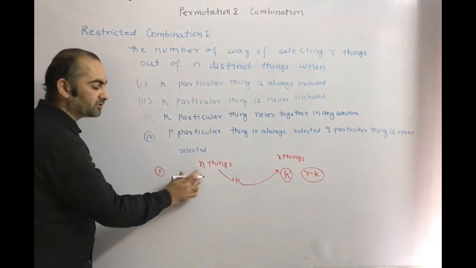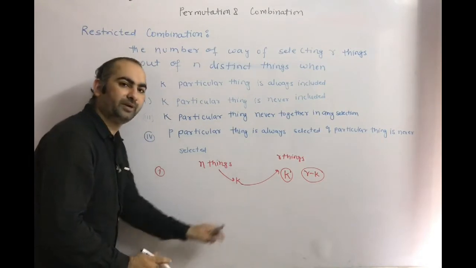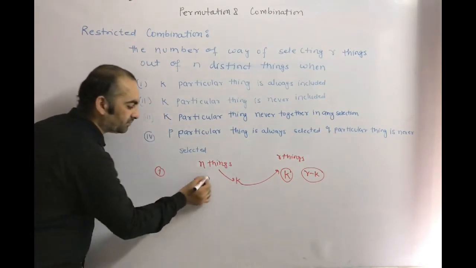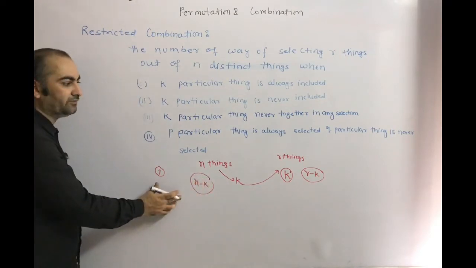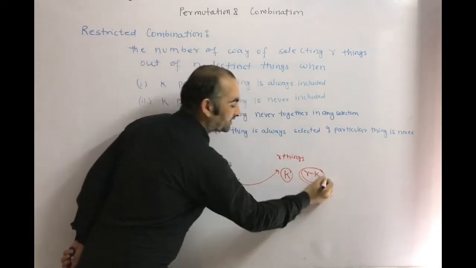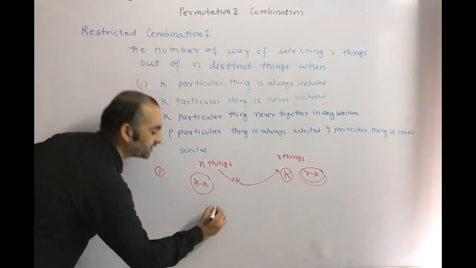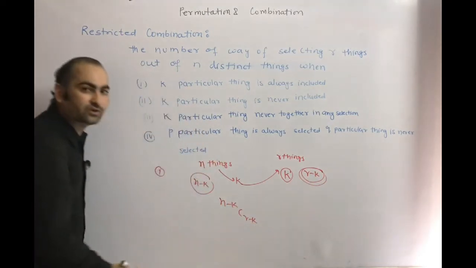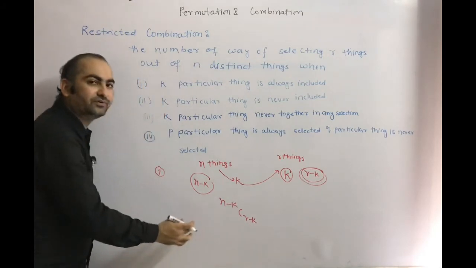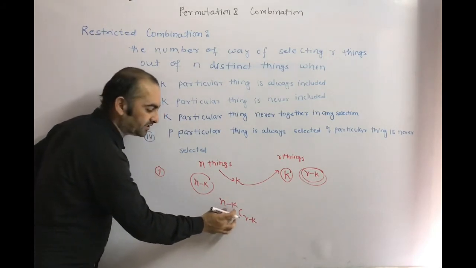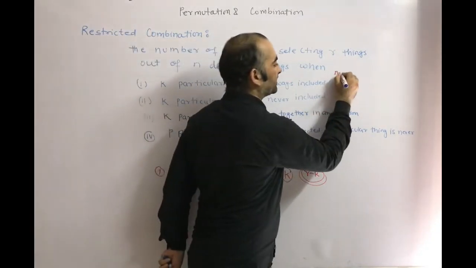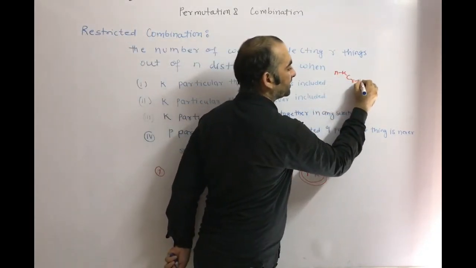And from the n things, k things have come outside, so the remaining is n minus k. Out of n minus k, we have to select r minus k things. So the total selection is n minus k C r minus k. Selection of r minus k things out of n minus k things is n minus k C r minus k. So the first point result is n minus k C r minus k.